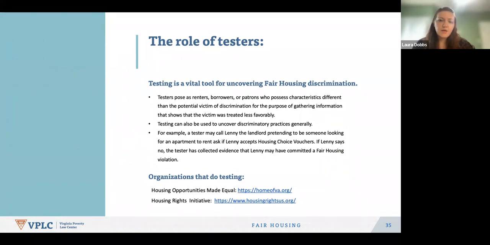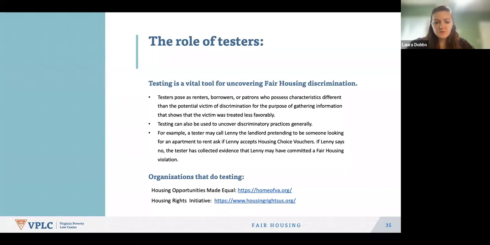For example, if there's been reports about a landlord who has been telling voucher holders that they don't have any apartments available, well, you can have someone else call as just someone applying for an apartment and they do not have a voucher, and that landlord tells them, oh yes, we have 5 units available for you to choose from. That would be evidence that that landlord has discriminated against the voucher holders. And so it can be helpful to uncover discriminatory practice generally.